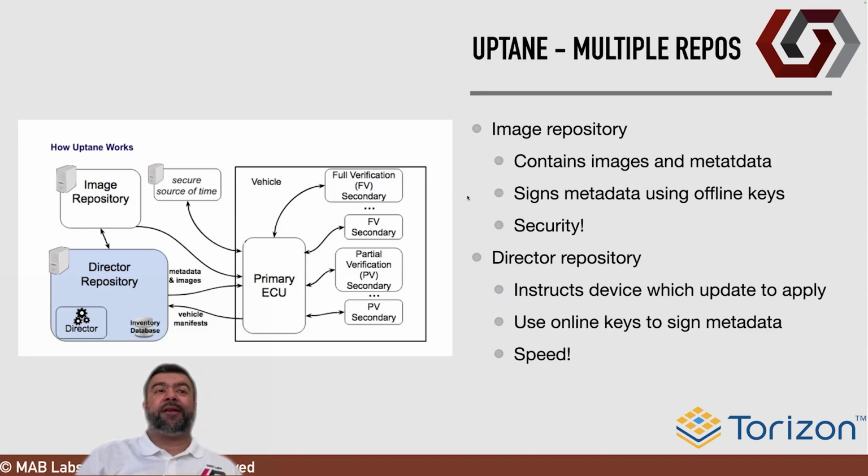So what ends up happening is, let's say in this case, the primary ECU reaches out to the director repository, or is told by the director repository about which update to apply. And there's metadata that goes along with it. So the device makes sure that the metadata has been correctly signed. If it verifies the signature, then it can immediately go out to an appropriate image repository and fetch the appropriate image, making sure, again, that the signature from the image repository is a verified signature as well.